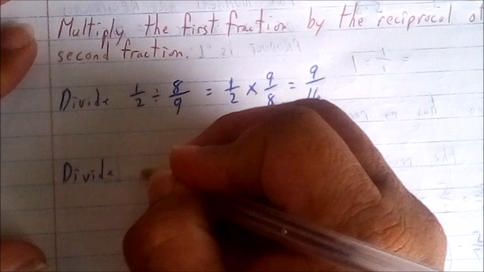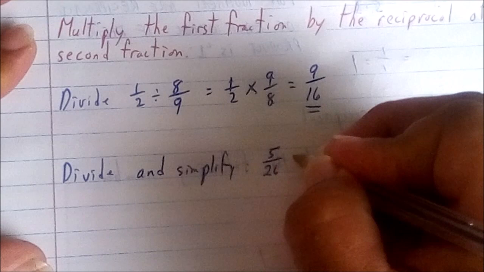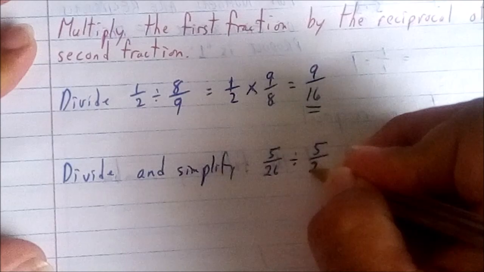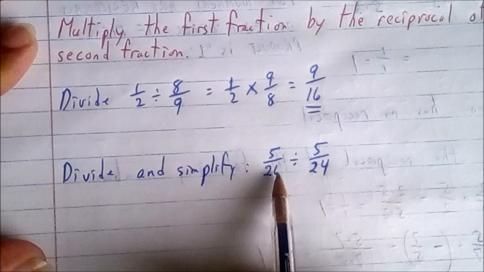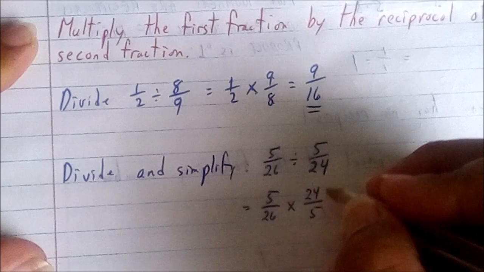Divide and simplify. I have 5/26 divided by 5/24. Okay, now what does the rule say? You will multiply the first fraction by the inverse value of the second fraction, or the reciprocal. So that's what we have done here.